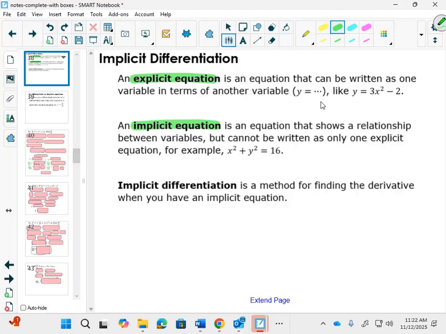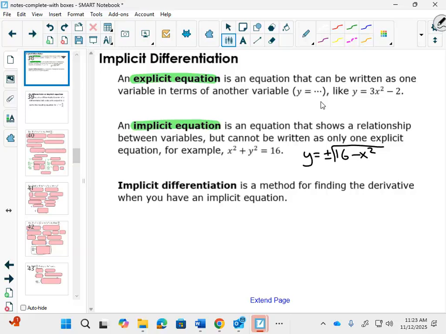An implicit equation still has the relationship, but isn't necessarily written with y by itself. In fact, if I tried to change this circle, x squared plus y squared equals 16, and get y by itself, you'd have to first move the x squared over to the other side, and then square root both sides. You get plus or minus. And it's not a function, because the plus one would be a function, the minus one would be a function, but together, they're not a function.